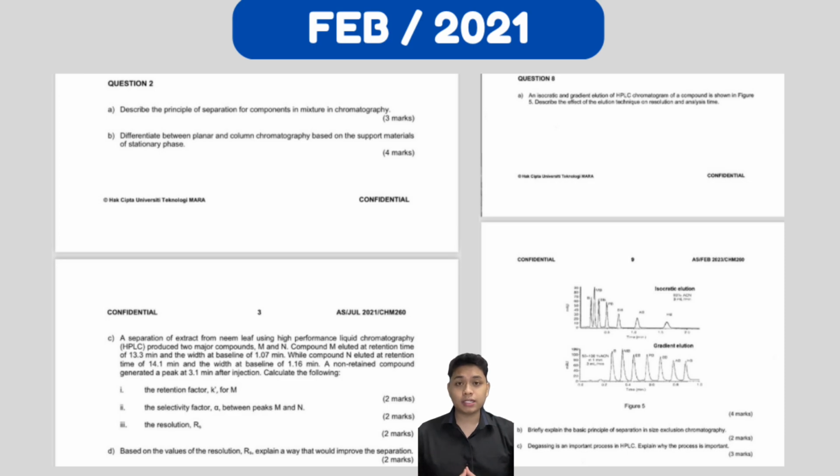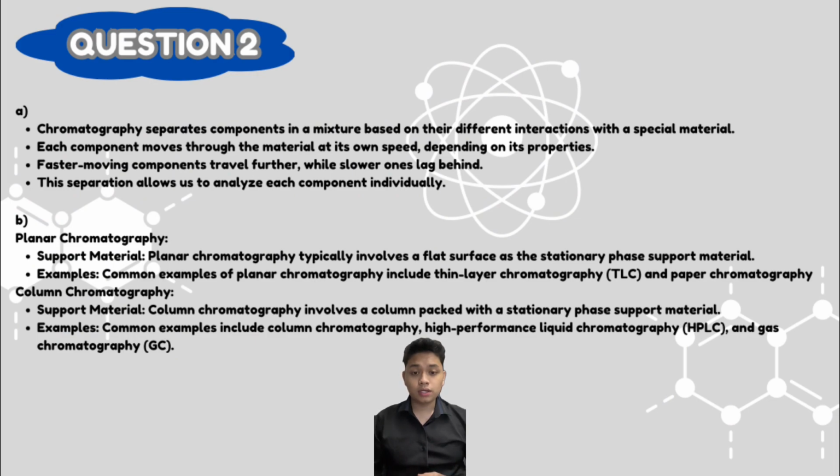Now, for the last discussion, which is the past year question February 2021, it consists of two questions, which are question 2 and question 8. Question number 2 consists of 4 parts, which are A, B, C, and D. So the answer for A: chromatography separates components in a mixture based on their different interaction with a special material. Each component moves through the material on its own depending on its properties. Faster moving components travel further, while slower ones lag behind. This separation allows us to analyze each component individually.